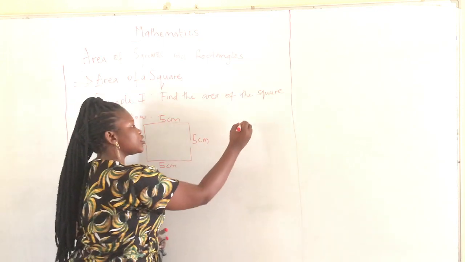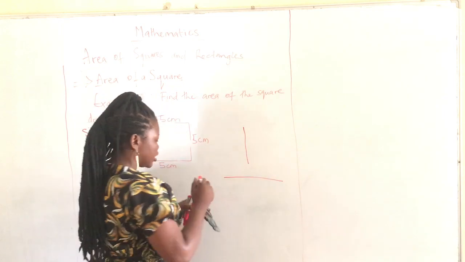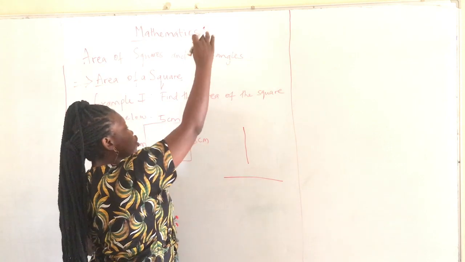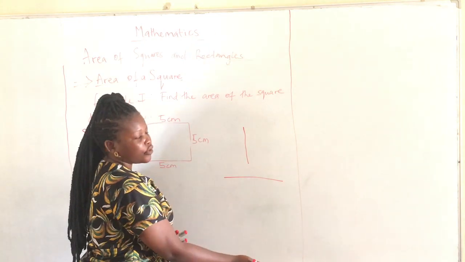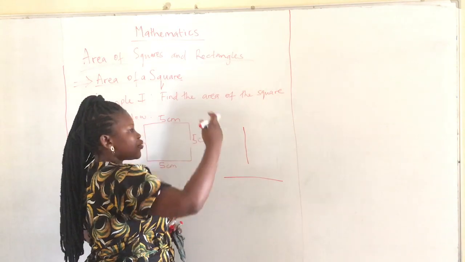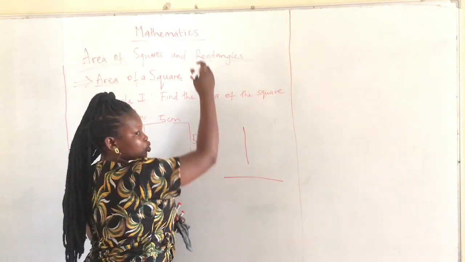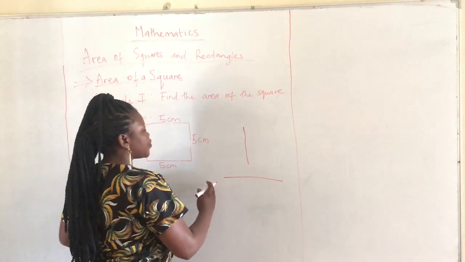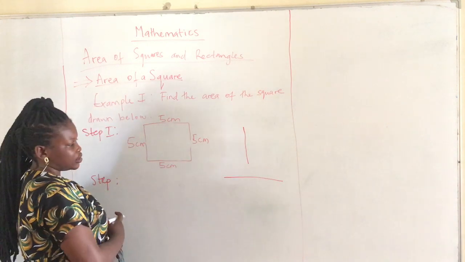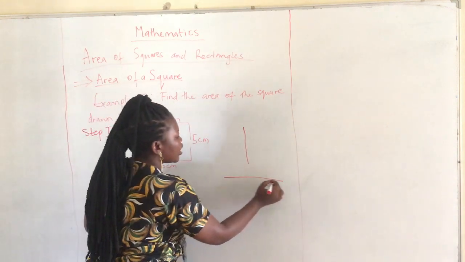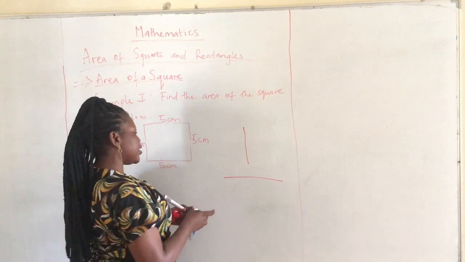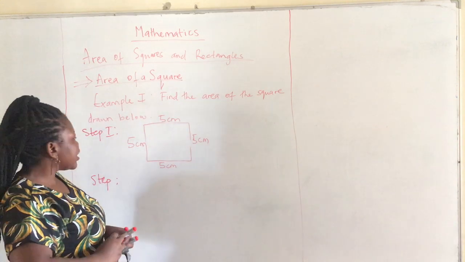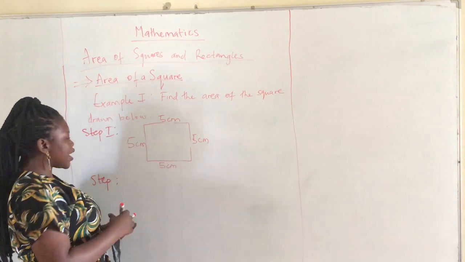This is a horizontal line and this is a vertical line. A vertical line is straight from top to bottom or from bottom to top, while a horizontal line is a line from left to right or right to left. So we are to draw vertical and horizontal lines depending on the length of each side.